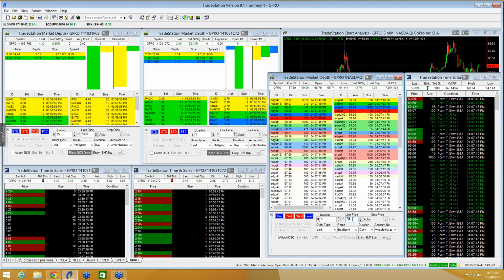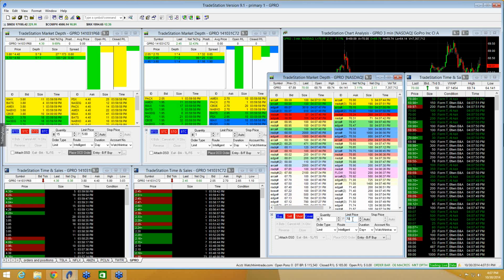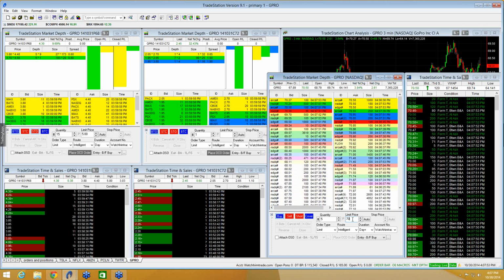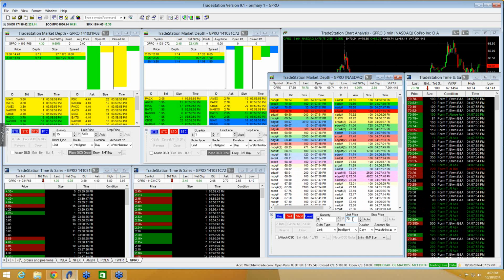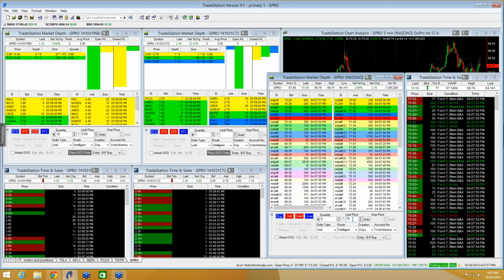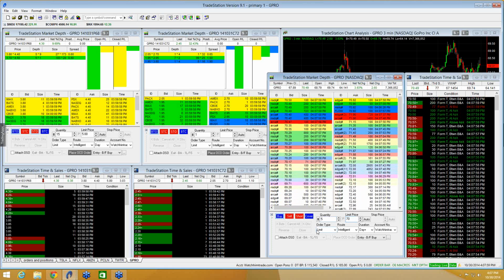Let's see if she comes back above 70 here. Some decent bids at 69. Some bidders back above 70. Let's see if they can hold. They've been getting whacked out. If they can hold, it can start moving.